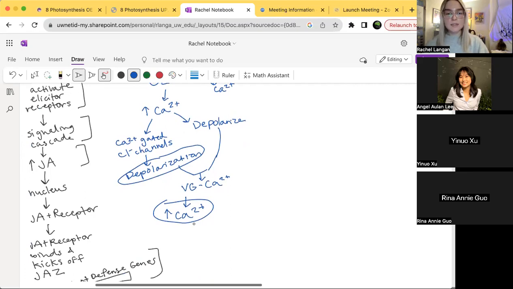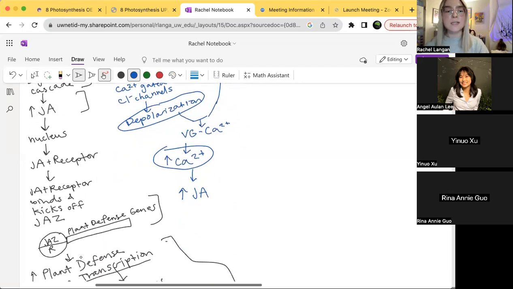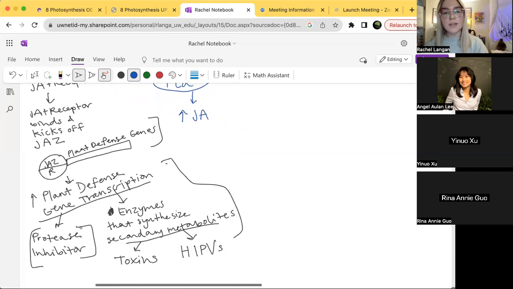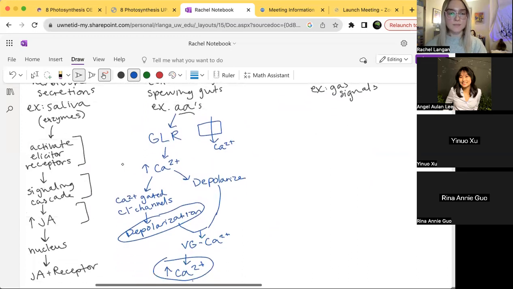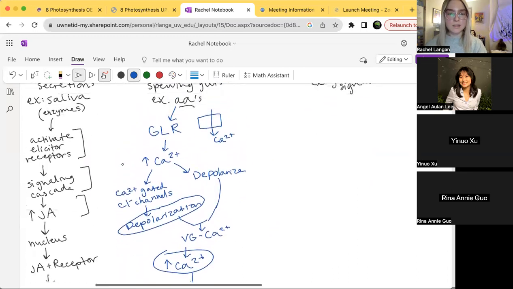And in the end, this increase in calcium, what does it do? It increases jasmonic acid. And then the exact same thing happens. Jasmonic acid goes to the nucleus, it binds its receptor, it kicks off JAZ and increases defense genes. And that it makes protease inhibitors, or it makes toxins, or it makes the enzymes to make secondary metabolites like HIPVs. All of those things happen also to DAMPs. It's just now we know this specific stuff.